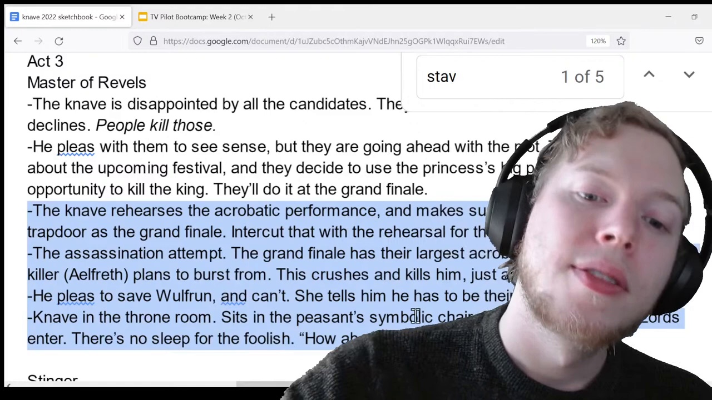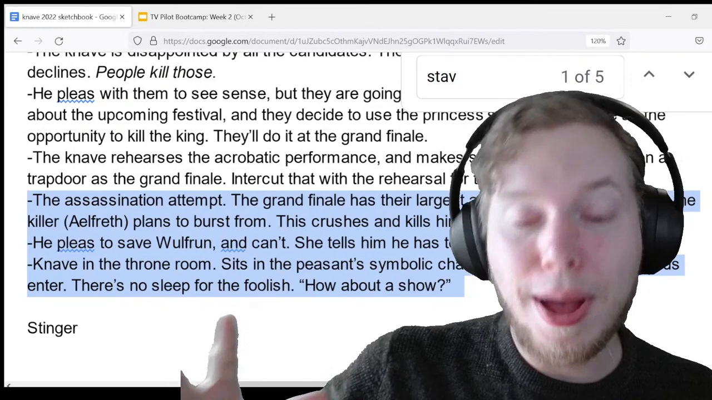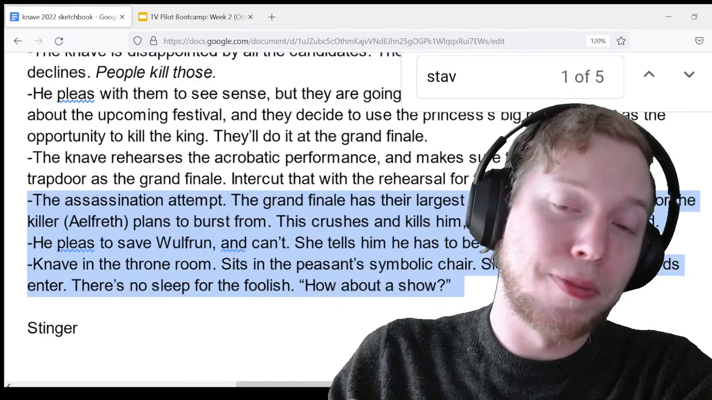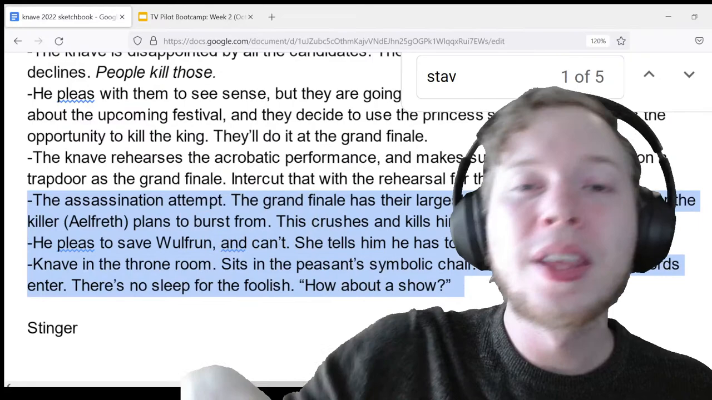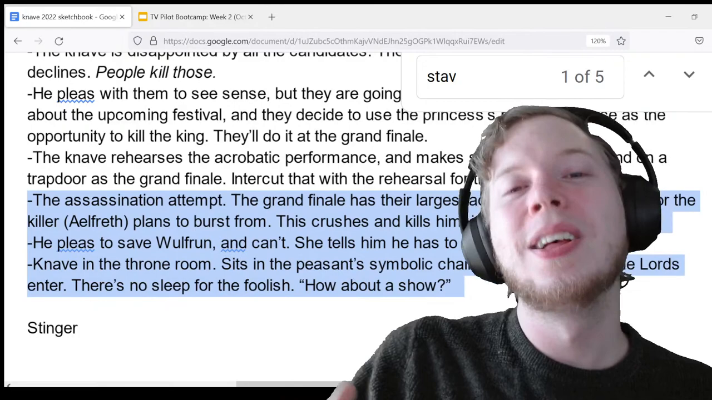At the grand finale, the peasants have decided that their assassin will jump out of the trapdoor and shoot a crossbow at the king and kill him. And the knave, in the meantime, has rehearsed the performance so that an acrobat will land on top of that trapdoor at the moment that they plan to jump out. So we see that kind of fall into place. And then as the assassin bursts from the trapdoor, a big hefty acrobat lands on it and breaks his neck and crushes him. And the knave is like, well done.